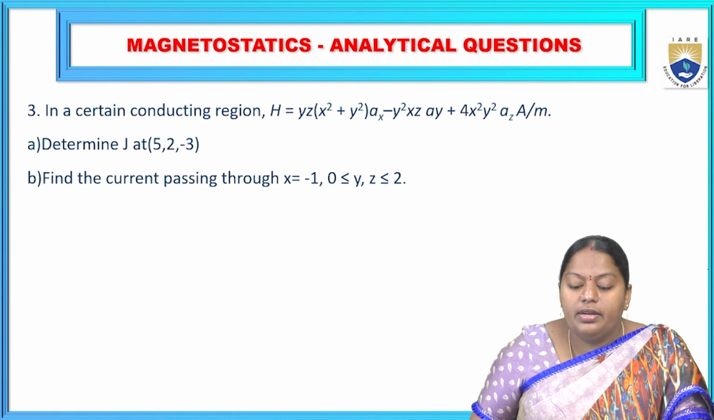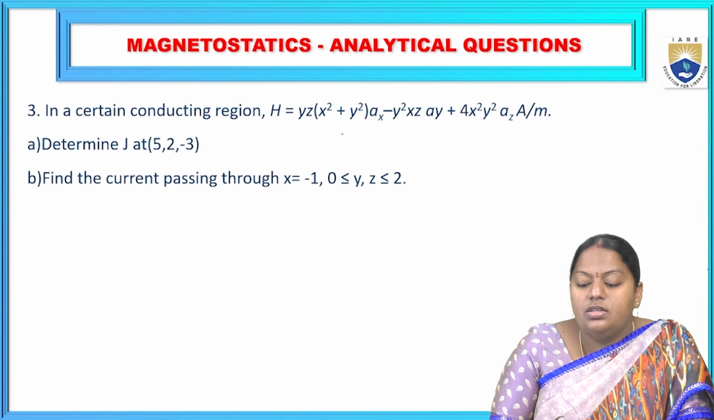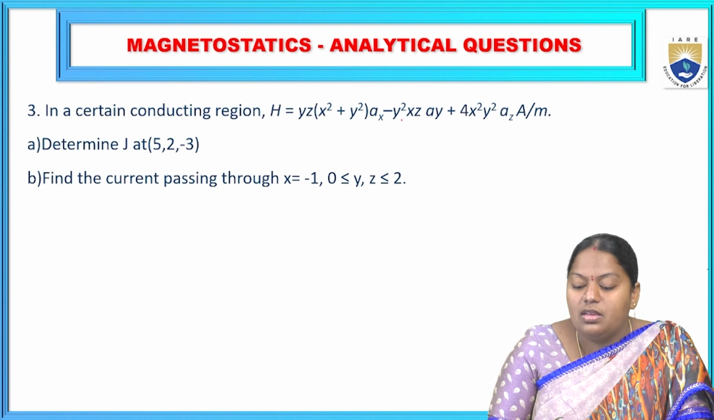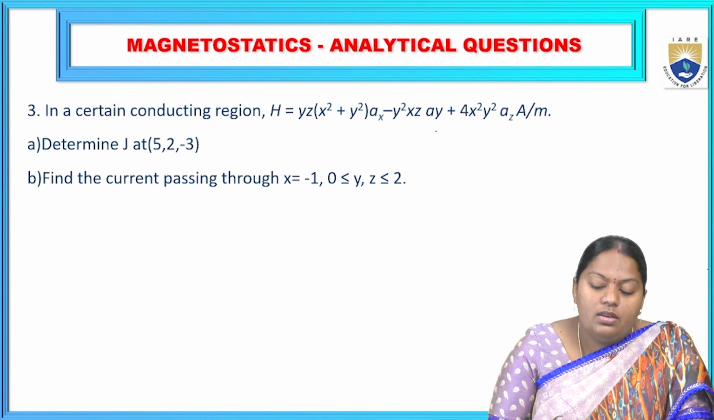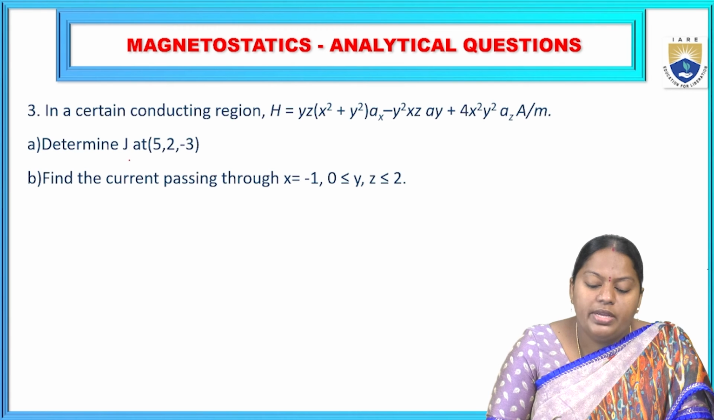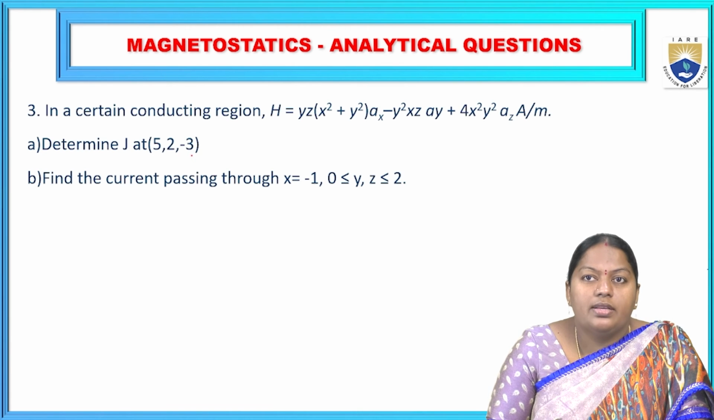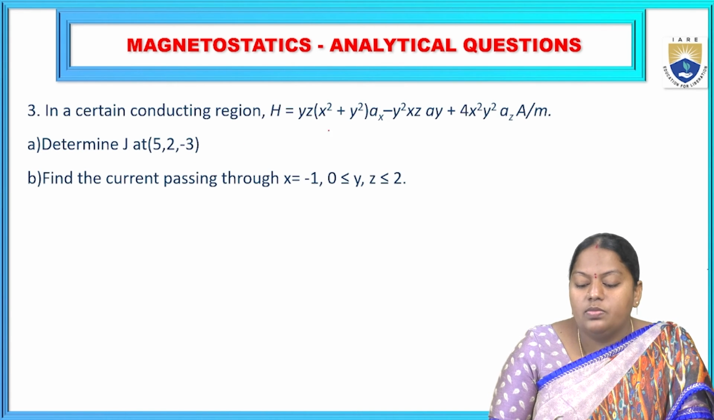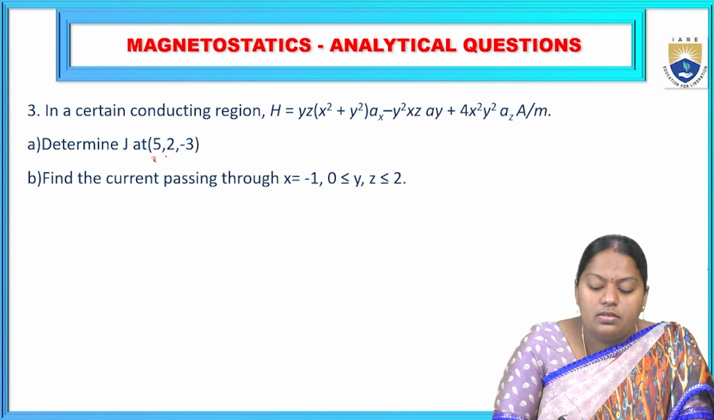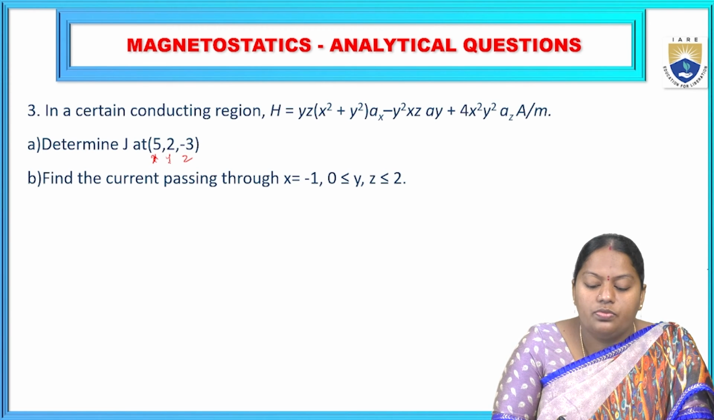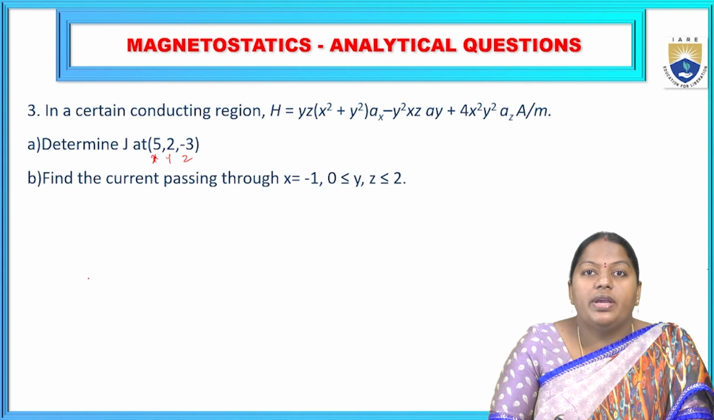Next, in a certain conducting region, H is given as yz times (x squared plus y squared) a_x minus y squared xz a_y plus 4 x squared y squared a_z ampere per meter. From the given, we need to determine J at (5, 2, -3). If you observe here, all the terms are in x, y, z, which means the Cartesian or rectangular coordinate system variables are given. Hence x is equal to 5, y is 2 and z is minus 3.